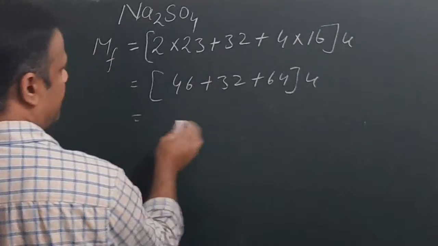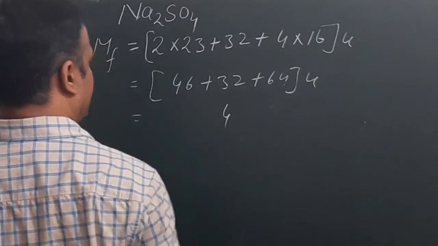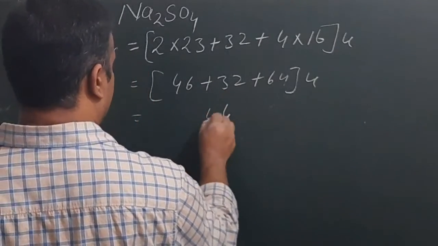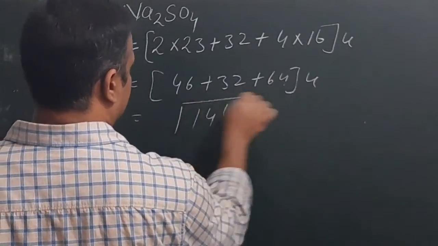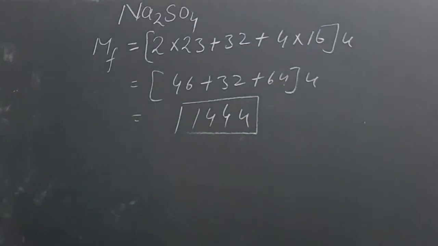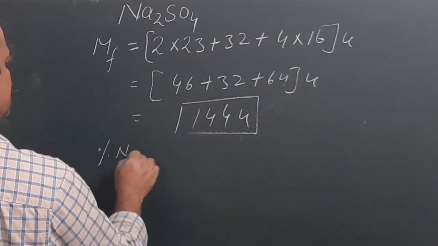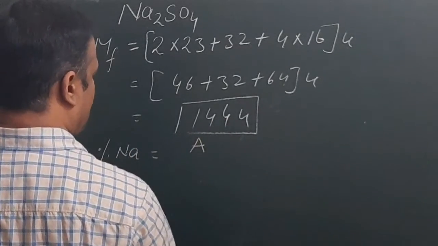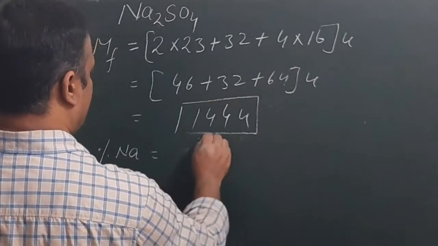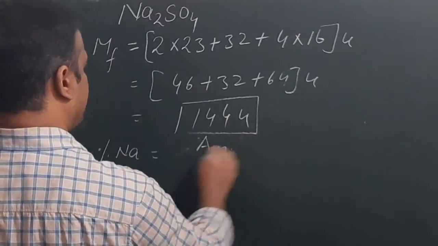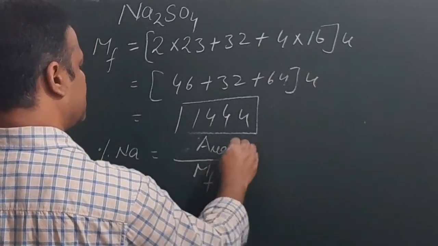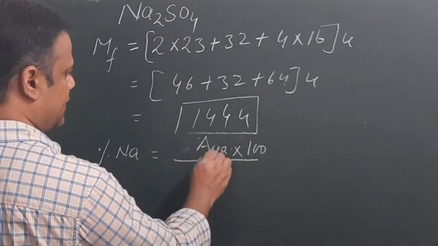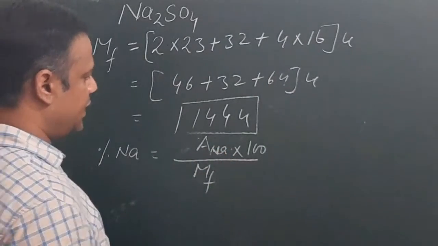and if we add this value, 4 plus 2 is 6, 6 plus 4 is 10, we have 1 carry, 6 plus 1 is 7, 7 plus 3 is 10, 10 plus 4 is 14, 144 U. So the formula mass is 144 U. Now if we calculate the percentage of sodium atom Na, then it will be atomic mass of sodium divided by total formula mass into 100.